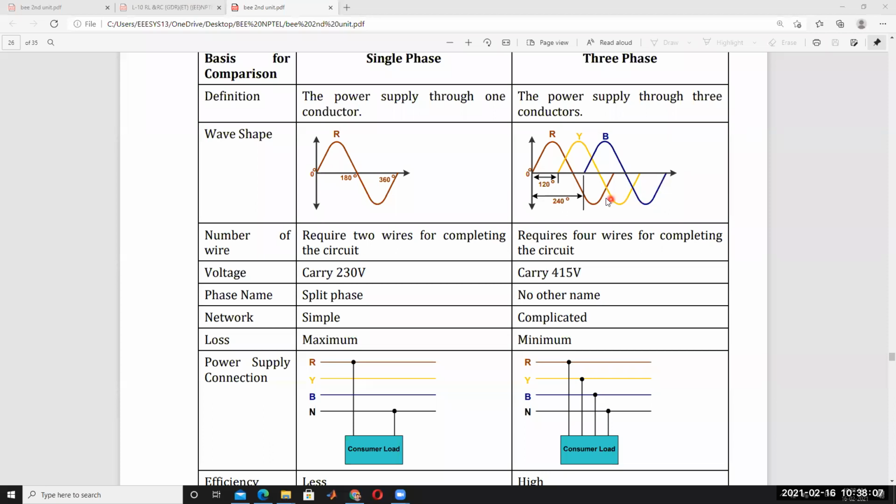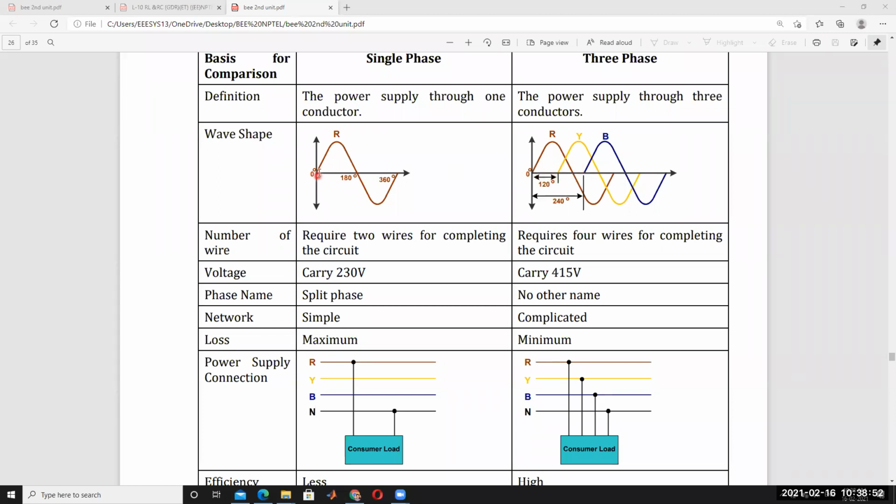To balance the system, all three phases will start in this manner. That means all three phases are displaced by 120 electrical degrees. R phase, Y phase, and B phase are all displaced by 120 degrees. Only then is the system called a balanced system. The phase angle difference between each phase is 120 degrees: R to Y is 120 degrees, Y to B is also 120 degrees, and R to B is 240 degrees.